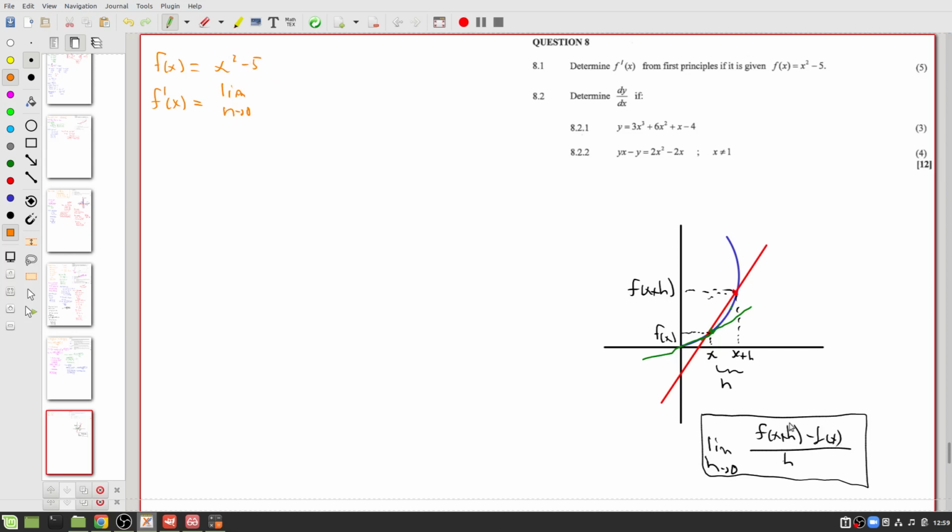All we do is replace the x with x plus h, right? So instead of an x, we've got an x plus h. So (x plus h) squared minus 5 minus f of x, and f of x we know is x squared minus 5, all over h. Now, the idea when we're doing limits is we want to replace this value with this value. So we want to replace h with 0.